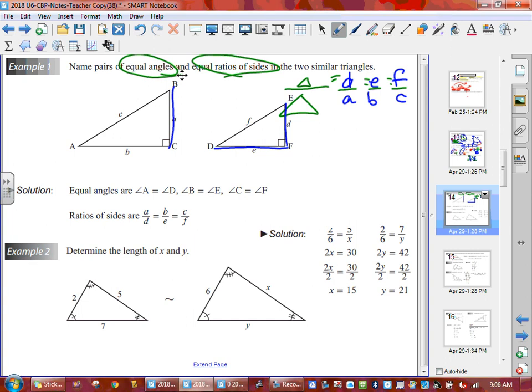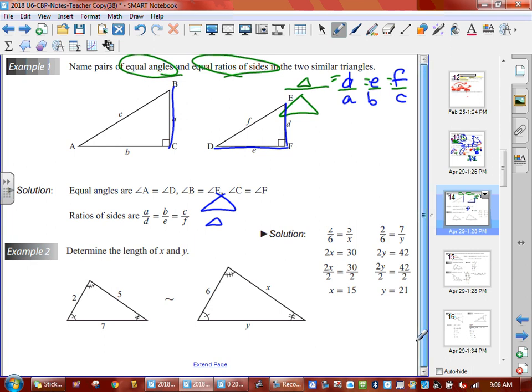What they chose to do is put the big one on top of the small one. They chose to put big triangle over small triangle, and that's where they got their letters. Okay? Now that's totally fine. You can do it that way or this way. You'll get the same answer both ways. It really doesn't matter. Okay?